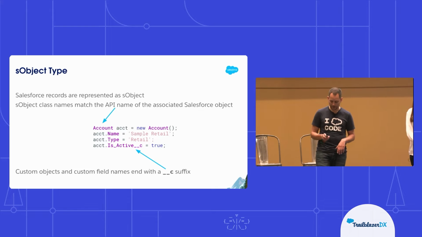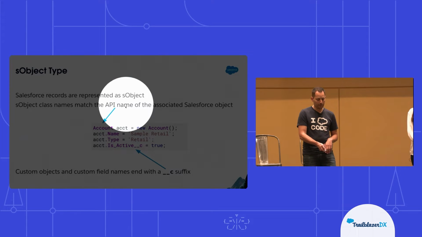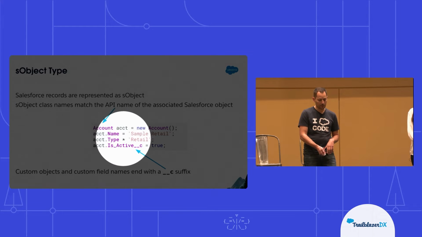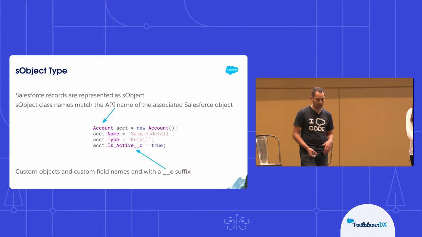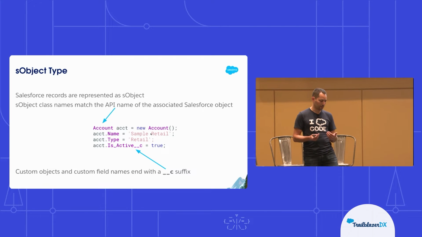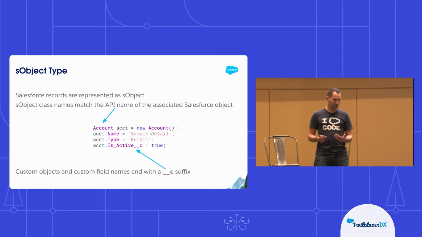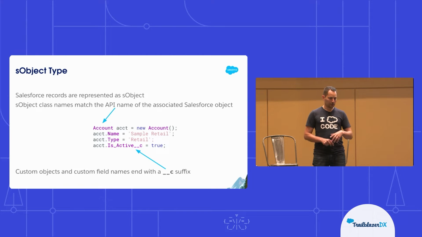Here you can see in the example I've shared, you have an account object that is being created. We populate some of the fields like the name, the type, and even a custom field here. For example, the isActive__c field is actually a custom field. Now, whenever you create custom objects or custom fields, the platform will immediately create those sObject types for you.